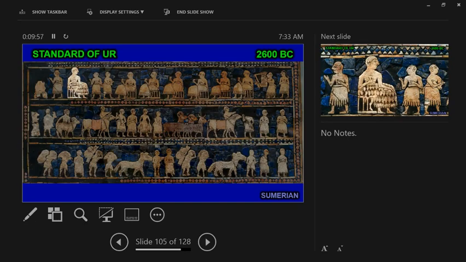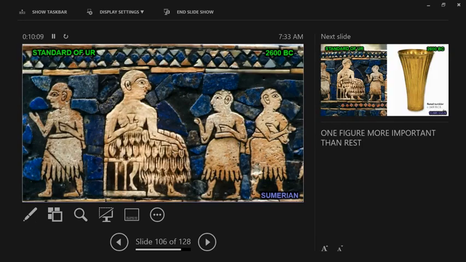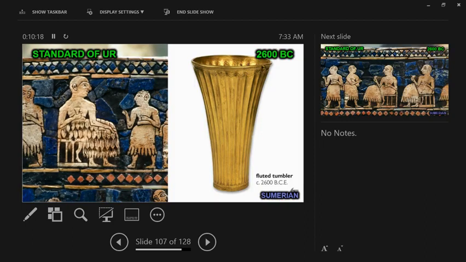And you can tell the tall dude right there is the ruler, the king, because he is bigger than everybody else. Even seated, he is taller than those that are standing around him. And then also look at what he is holding in his hand. They have found cups from the site that the standard of Ur was found. So the thing that he's holding is found at the same place where this was found, the whole standard of Ur.